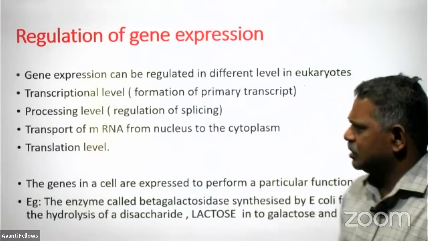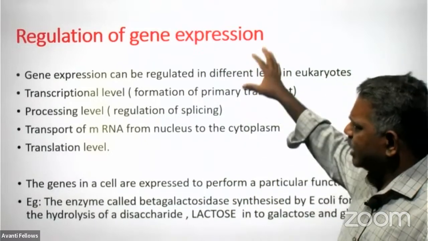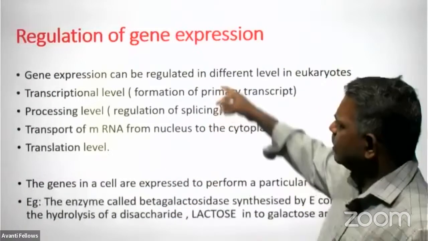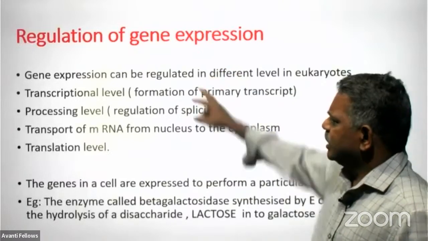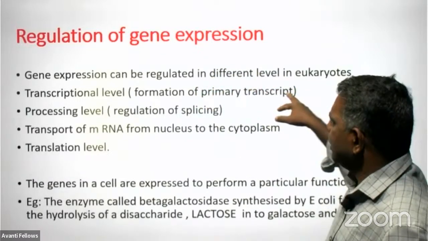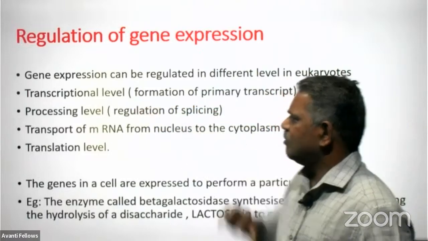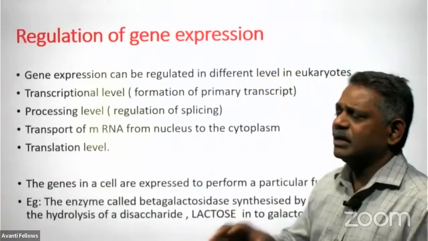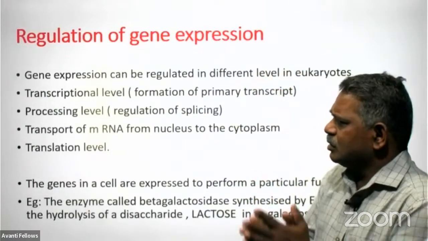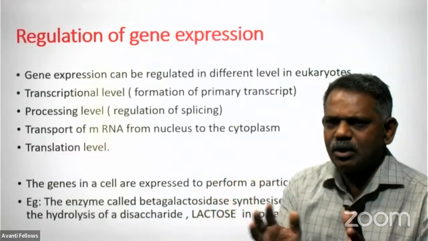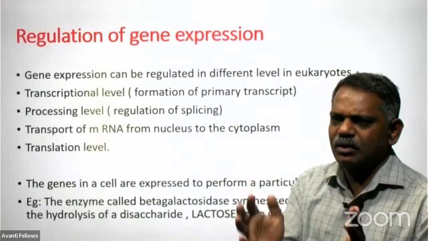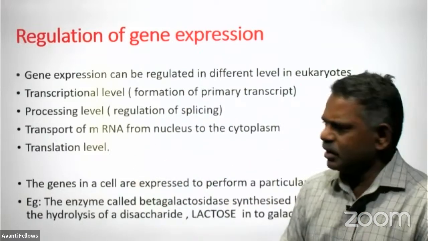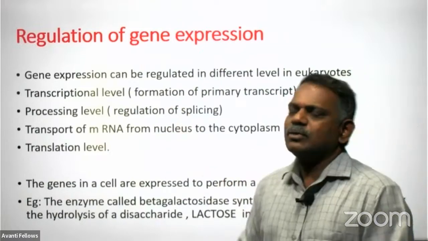And that we call gene expression. Gene expression can be regulated at different levels. These are the different levels of gene expression. In eukaryotes, it can be regulated at the transcriptional level, the formation of the primary transcript, the mRNA. So mRNA production can be stopped so that the production of this particular protein can be regulated. So at the transcriptional level it can be regulated. At the processing level also, it can be regulated.